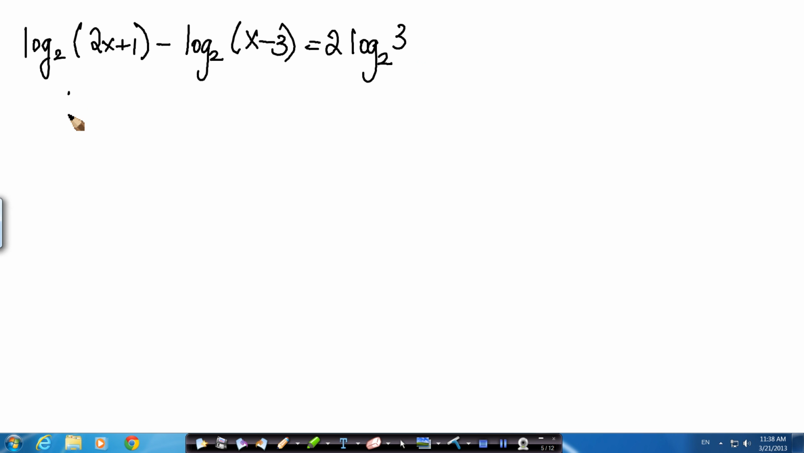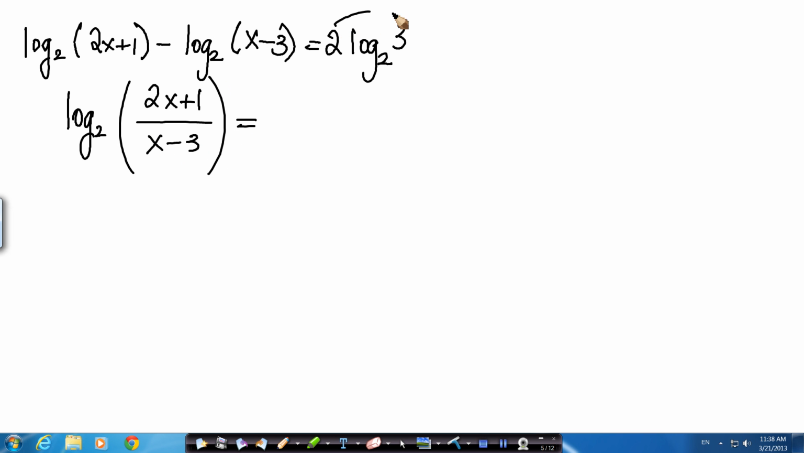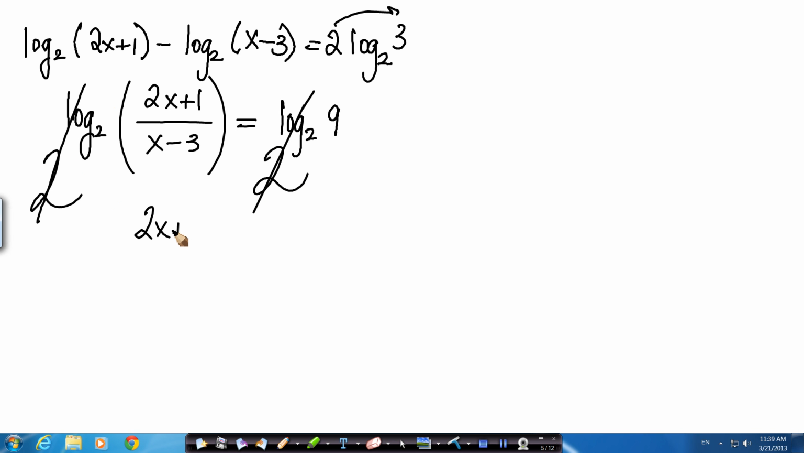So on the left-hand side, we're going to have the log base 2 of 2x plus 1, and since this is a minus sign, that means divided by x minus 3. On the right-hand side, we've got to put this exponent back up here, right? So you're going to have the log base 2 of 9, 3 squared. Now that we've got a single log on the left and a single log on the right, we use our big old 2's. Cancel out the logs. So we're left with 2x plus 1 over x minus 3 equals 9.